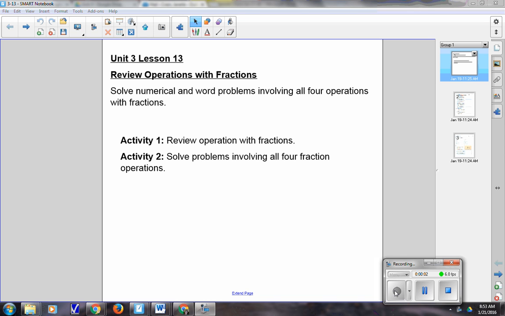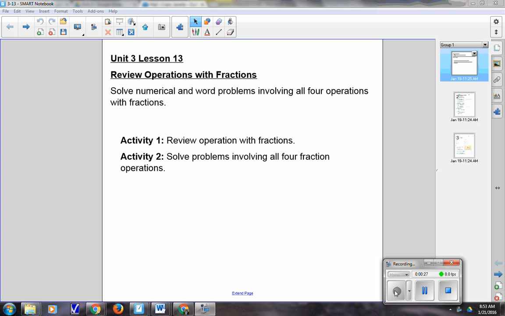Okay, friends, good evening. It's Unit 3, Lesson 13, and this is where all of our hard work for the entire unit is going to come together. We're going to do a big review on operations with fractions, and that means we're going to solve numerical and word problems involving all four operations. So we're going to add, we're going to subtract, we're going to multiply, and we're going to divide.